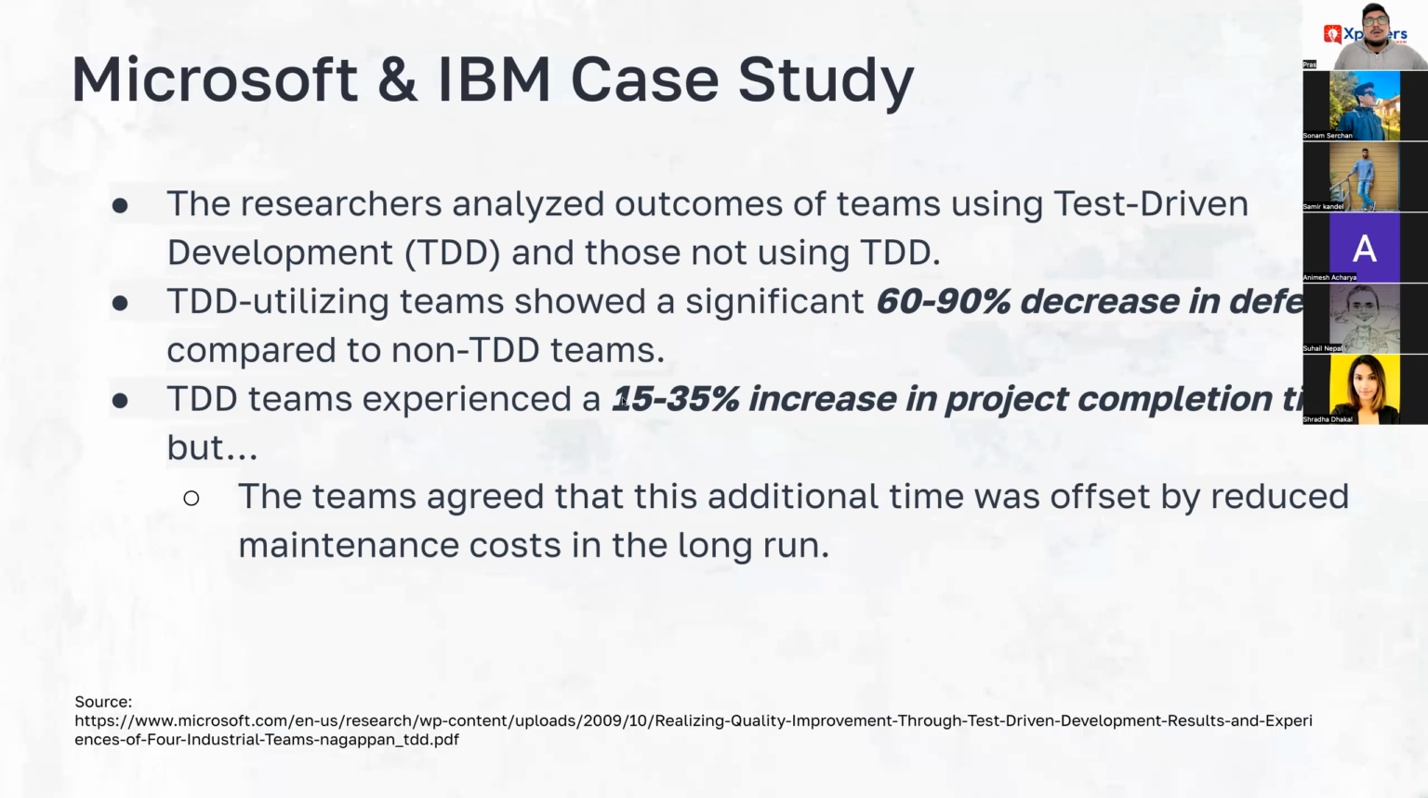So although they found that there was 15 to 35% increase in the time taken, they also agreed that the additional time was offset by the reduced maintenance cost in the long run. So what does that mean? They said that, okay, sure, there's 15 to 35% increase in time taken to finish the project, but in the long run, they found that this time is going to be offset because they won't have to do a lot of maintenance on their code in production. They will have less tech debt. Because they will have pushed good code from the start to production, they won't have to do a lot of maintenance on that code later.